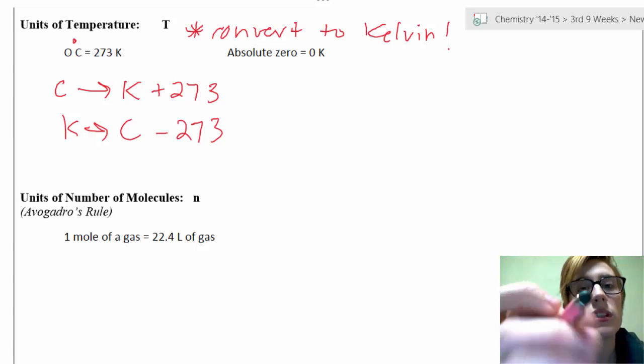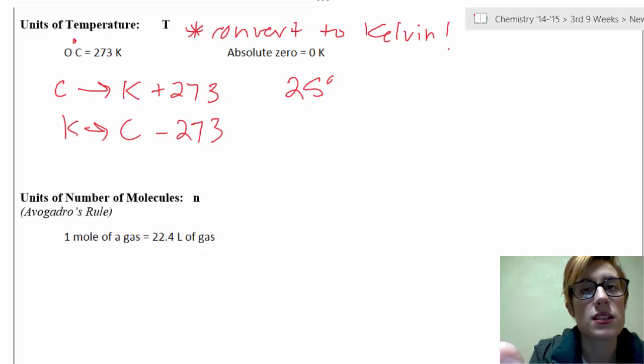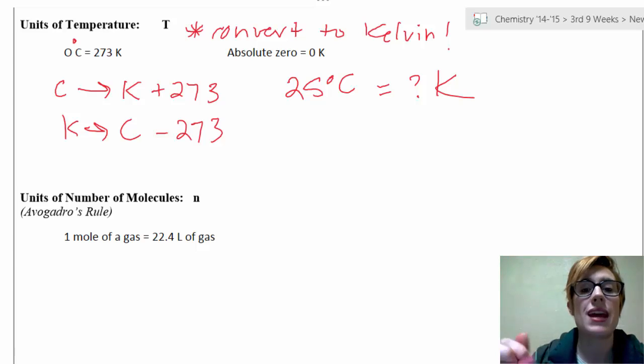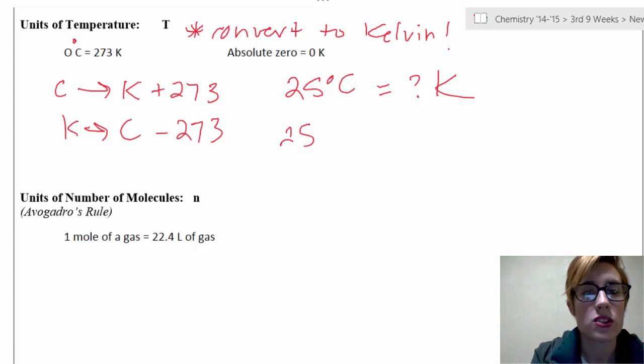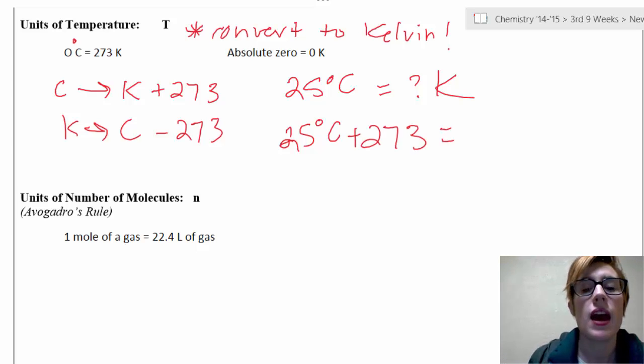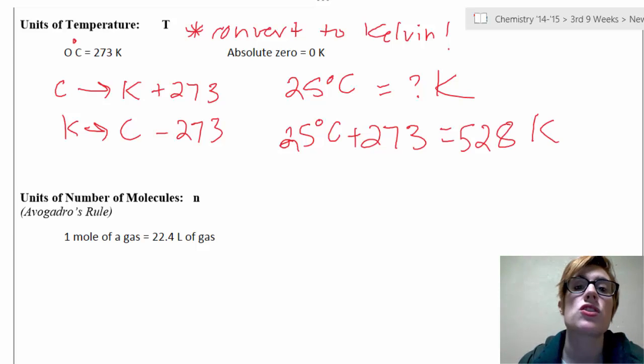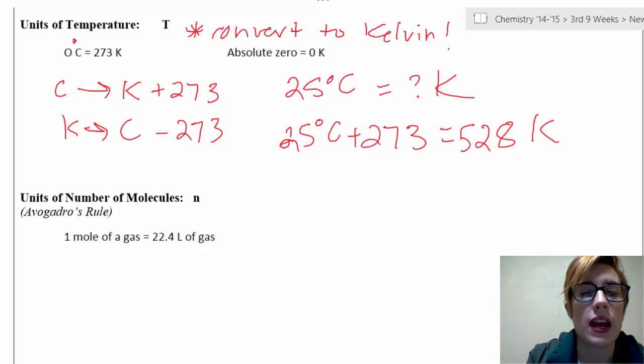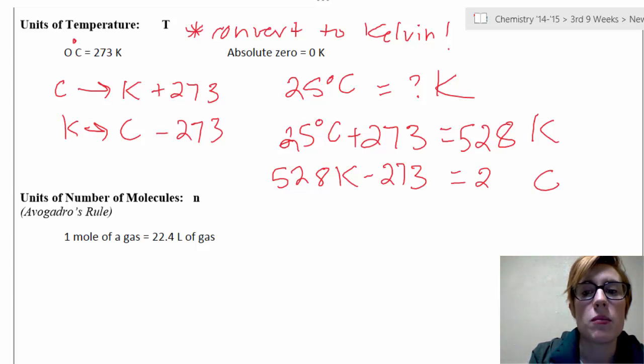So for example, let's say we had 25 degrees Celsius and we wanted to find how much Kelvin that was. We would just add: 25 degrees Celsius plus 273, and then we would get 298 Kelvin when we added them together. And again, if I want to go the opposite way, let's say that I had 298 Kelvin and I want to go to Celsius, you would just subtract that same number and then you would end up with degrees Celsius. So adding goes to Kelvin, subtracting goes to Celsius.